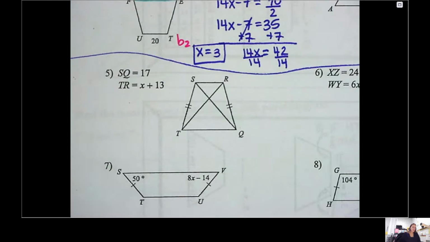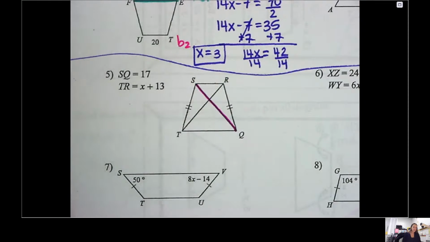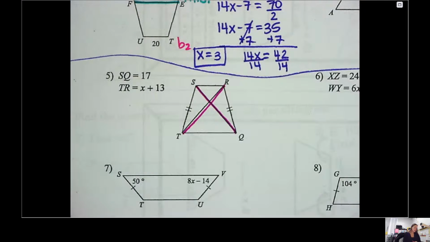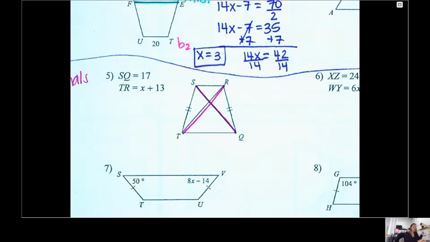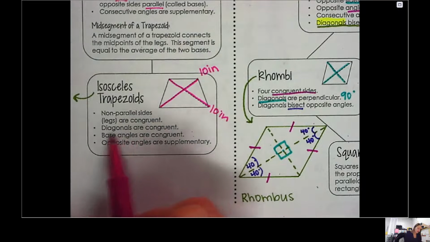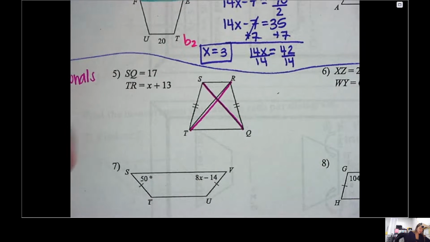All right, number 5. In this problem, you'll notice I gave you SQ, which is this length of 17, and I also gave you TR, which is x plus 13. Now, these are diagonals. And if I look back at my cheat sheet, I know that the diagonals inside of an isosceles trapezoid are congruent. That means they're exactly the same. So because these are the same, I'm just going to take the equations and set them equal.